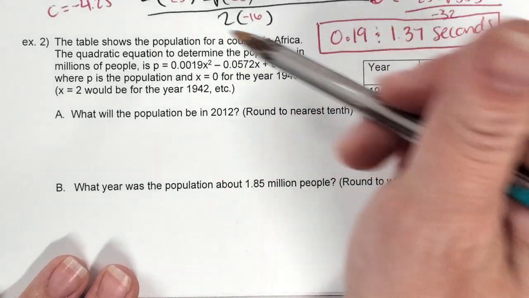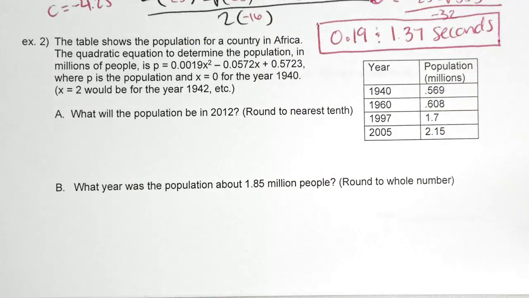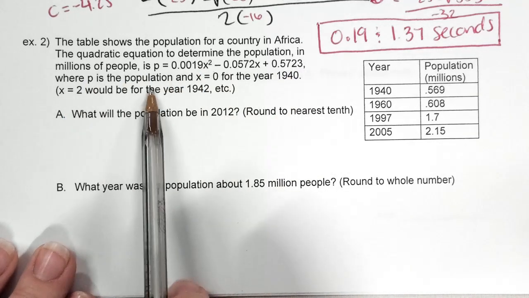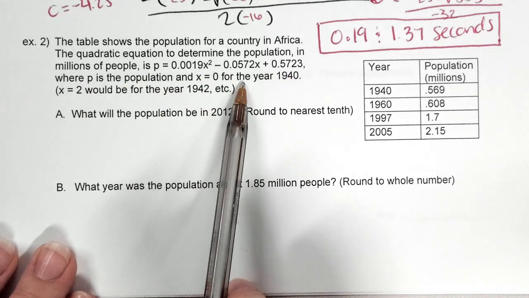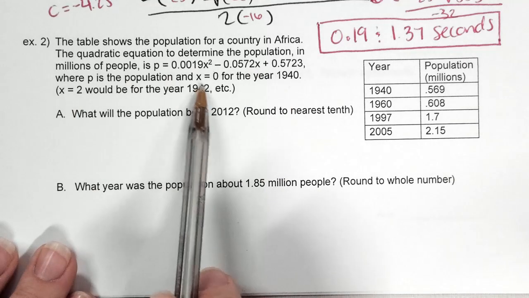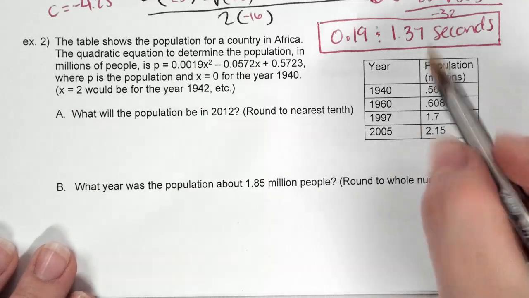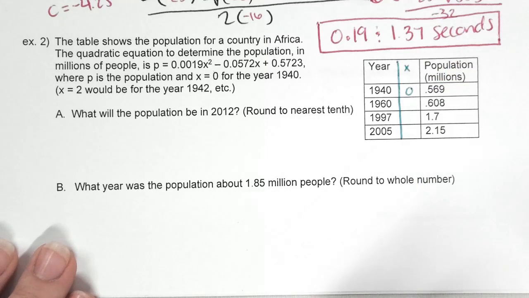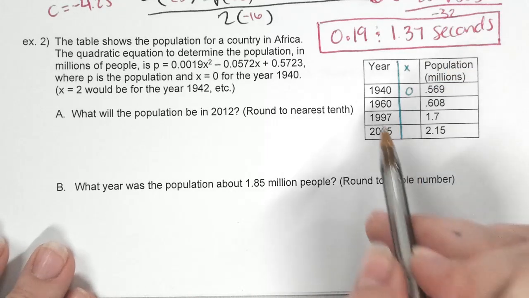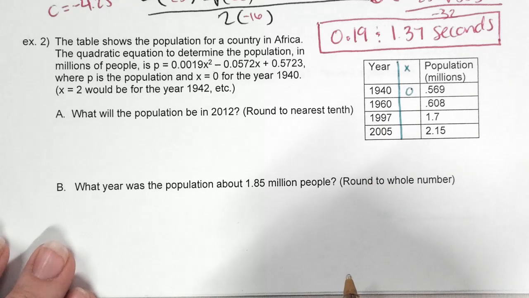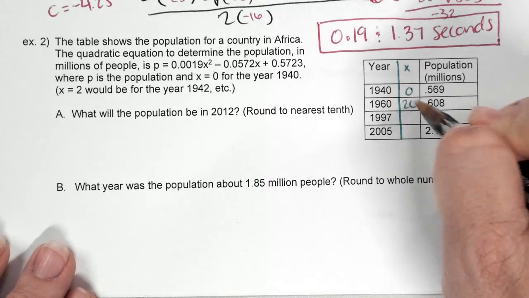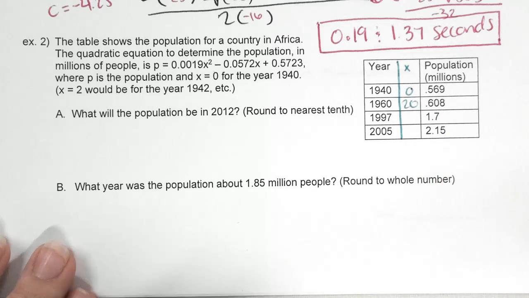Let me read this first. It says, the table shows the population of a country in Africa. The quadratic equation to determine the population in millions of people is this, where P is the population, x equals 0 for the year 1940. So that's telling us that this started in 1940. If I made a little third piece, 0 at 1940. Then how many years later is 1960? From 1940? 20. Okay. Does that make sense? So it's how many years from then?